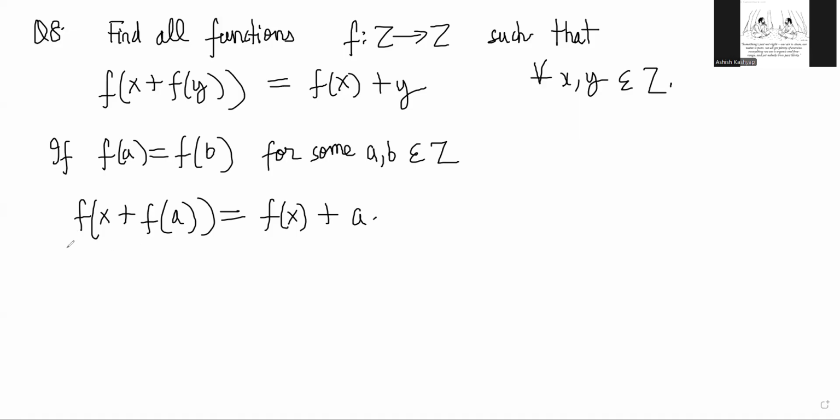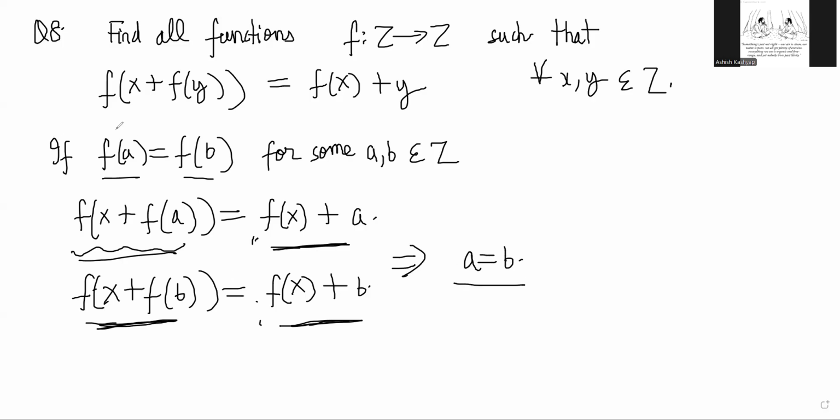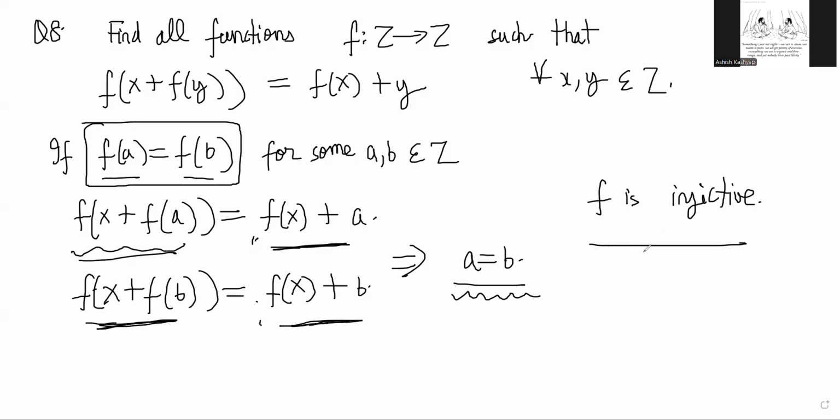Now, if f of a is equal to f of b, the left-hand side here can be written as f of x plus f of b. And that will become f of x plus b, right? So this is equal to this, is equal to this. And these two equalities automatically imply that a is equal to b. So if you start with the assumption that f of a is equal to f of b, you are immediately getting that a is equal to b, which means that f is an injective function, or a 1-1 function here, right? So now we know that f is injective.